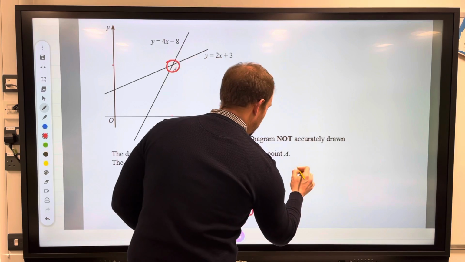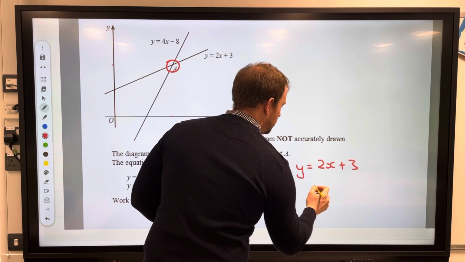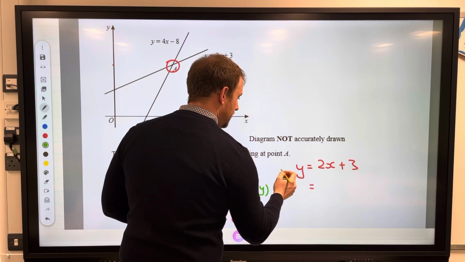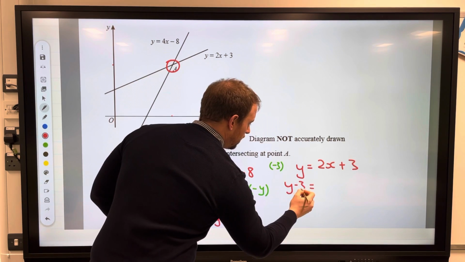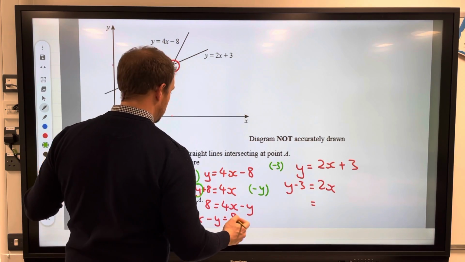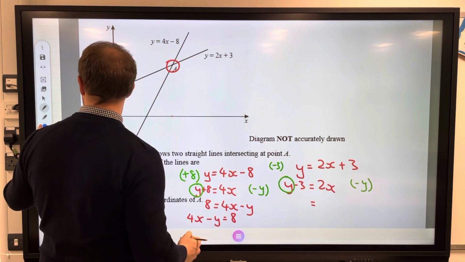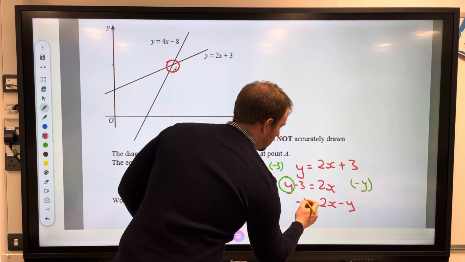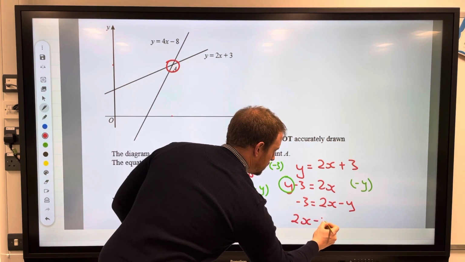Second one, we have y equals 2x plus 3. Let's rearrange it. Let's have the 3 over this side by taking away 3. Y take away 3 is 2x. Let's eliminate the y by taking away y. So 2x negative y equals minus 3. Let's switch it round. So 2x minus y equals minus 3.